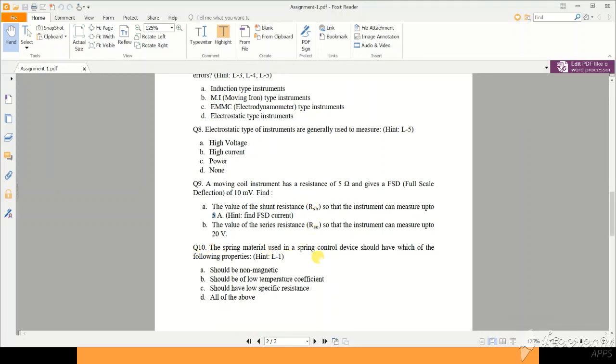Question number 10. The spring material used in a spring control device should have the following properties, right? So all of you have given the correct answer. It is D, should be non-magnetic. It is given in lecture number 1 clearly. Should be of low temperature coefficient and should have low specific resistance. So that is the solution to the assignment.